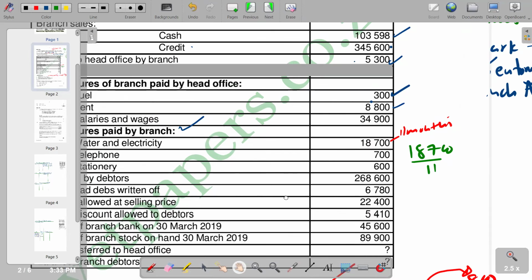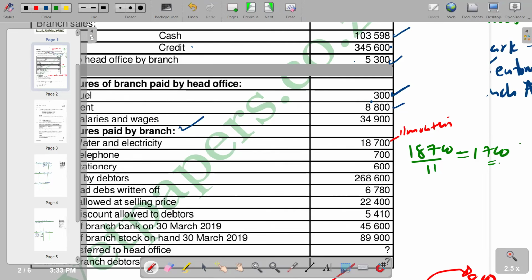So you're going to get 1,700. So it means the monthly water and electricity amount was 1,700. So this applies also for March, which is not yet paid. So it means this is an outstanding amount. We're supposed to add it to 18,700 to get to the total amount for the period.